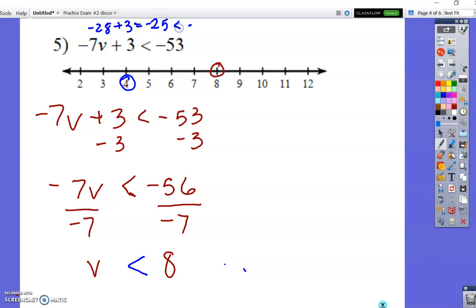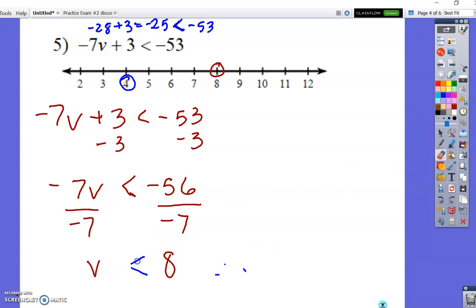Is negative 25 less than negative 53? When we think about negative numbers and we know that they work in a different direction, negative 25 is closer to 0 than negative 53 is. Therefore, negative 25 is larger. And so negative 25 is larger than negative 53, and so this symbol actually needs to be going the other way.